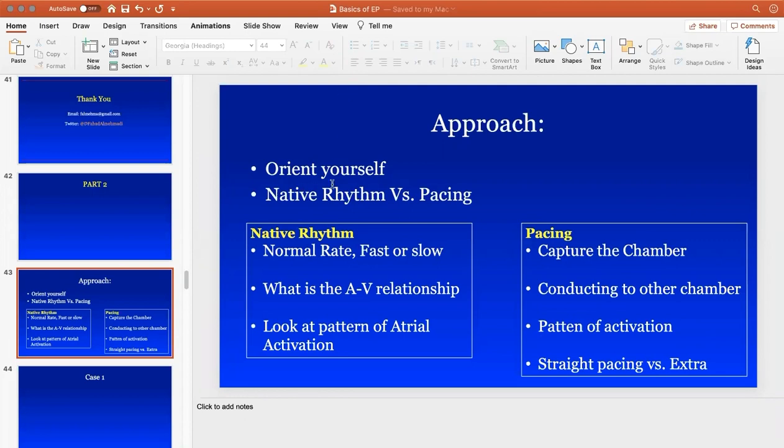So I think as a simple approach, I'm not sure if there is a slide that fits it all, because there is a lot of variation. But as a common approach, orient yourself. Know what the tracings are, where the different catheters are, and you want to know if it's a native rhythm versus pacing. If it's a native rhythm, you want to know if it's a normal rate, fast or slow, what the relationship is between the atrium and the ventricle, and you want to look at the pattern of the atrial activation. If you are pacing, are you actually capturing the chamber that you're pacing? Are you conducting to the other chamber? So if you are pacing in the atrium, are you conducting to the ventricle and vice versa? And you want to look at the pattern of activation, how the impulses are moving from one chamber to another, and whether it's straight pacing versus extra stimuli.